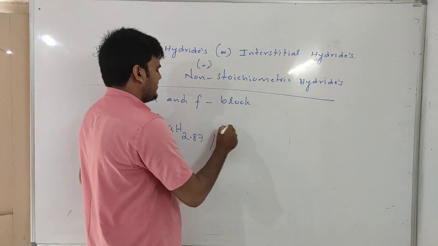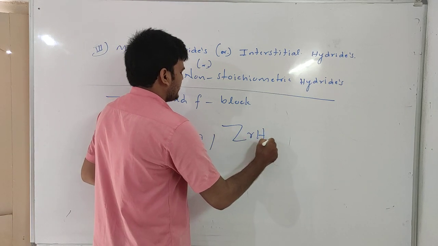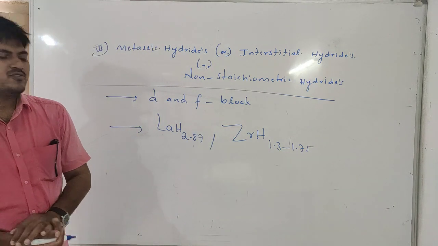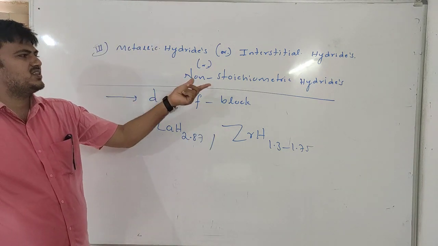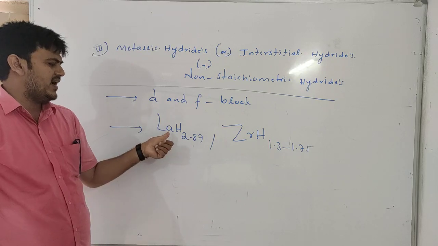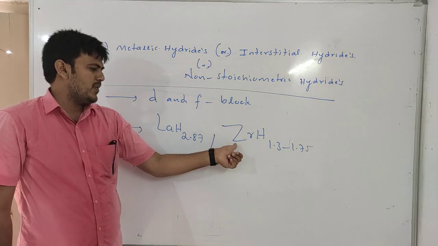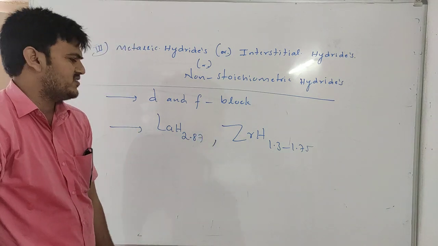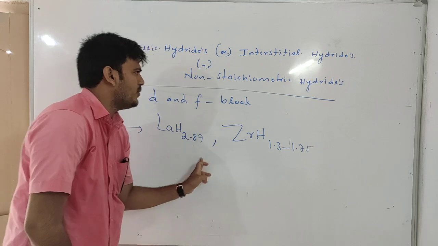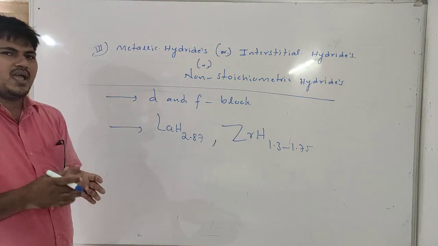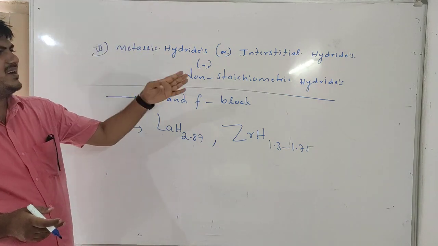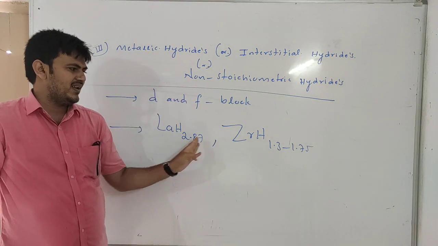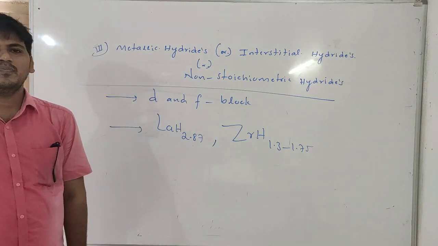Next, zirconium hydride, ZrH1.3 to 1.75. So the best examples of metallic hydrides, interstitial hydrides or non-stoichiometric hydrides: lanthanum hydride LaH2.87, zirconium hydride ZrH1.3 to 1.75, non-stoichiometric ratio. So many d block and f block elements form metallic hydrides or interstitial hydrides or non-stoichiometric hydrides.